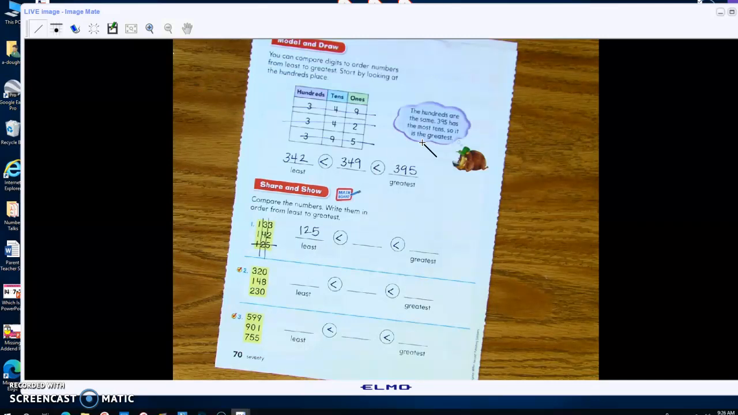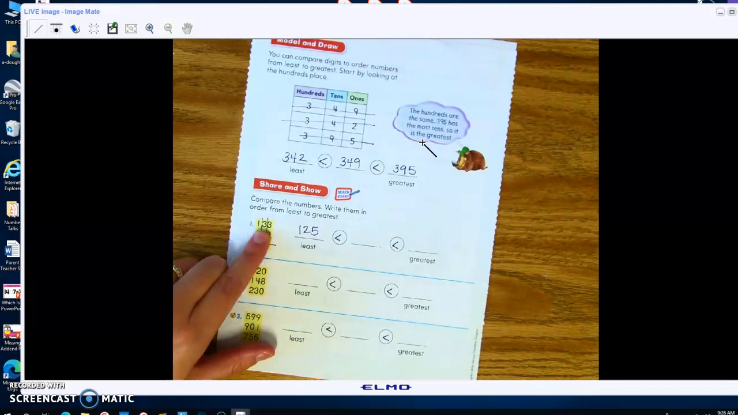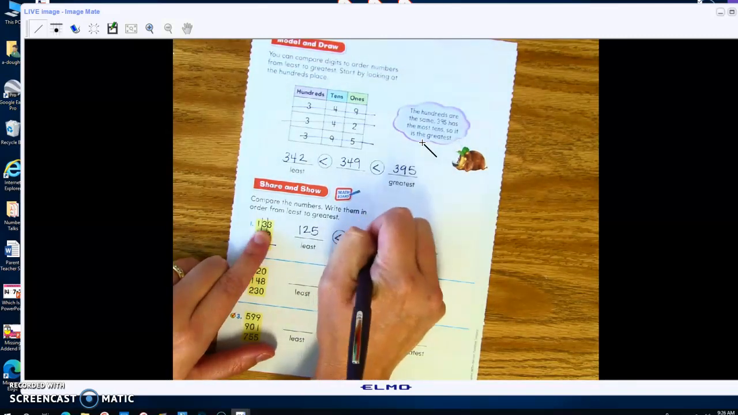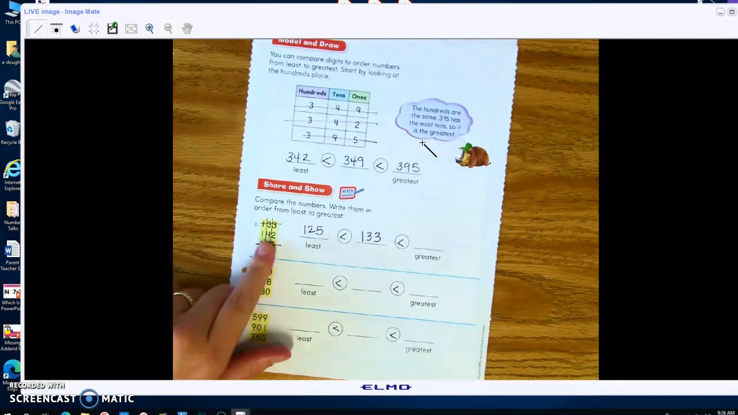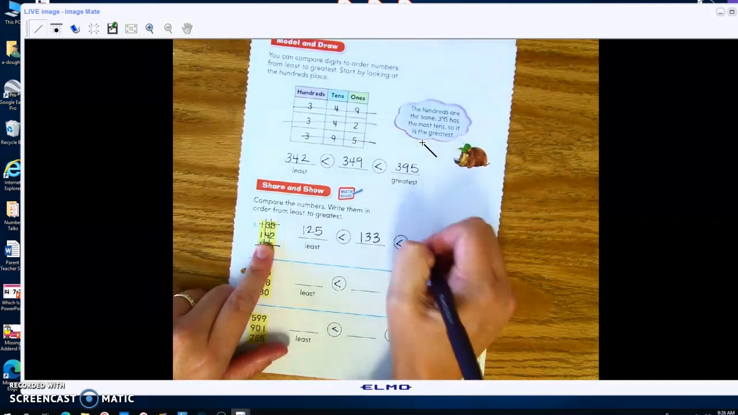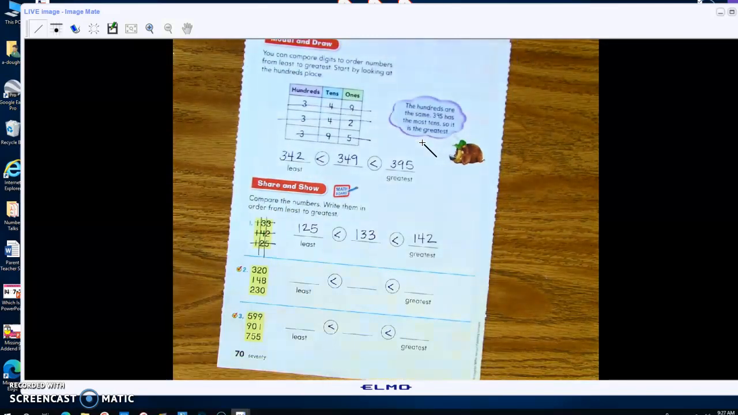Okay, now we can't tell by the hundreds, so go back to the tens. 3 and 4, they're different. Which one's smaller, 3 or 4? 3. So the number with the 3 in the tens place is my next number. It has a 3 in the tens and the ones. And now I know what my biggest number is because there's only one left. 142. So I have 125 is less than 133 is less than 142.